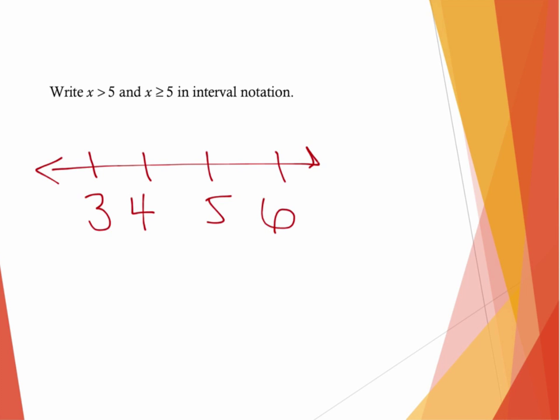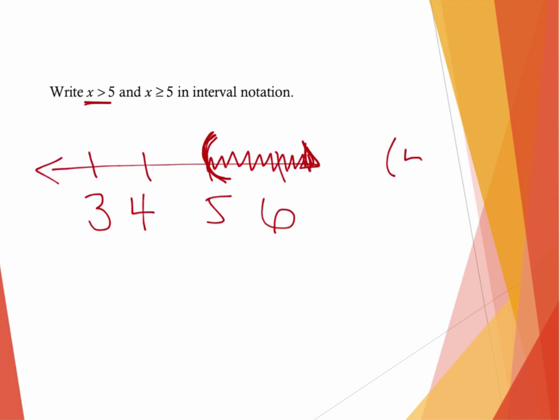So x greater than 5, we know that we're going to start at 5 and go towards positive infinity. Since we are not including 5 in my set of numbers, we would use a rounded bracket. You may be used to using either an open or a closed circle. That's another way of writing a set of numbers on a number line. But in this particular lesson, we're going to concentrate on moving away from using the open and closed circles and using interval notation.